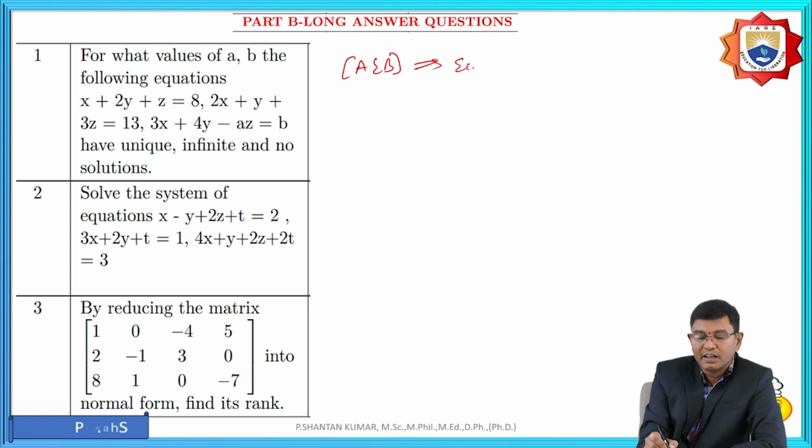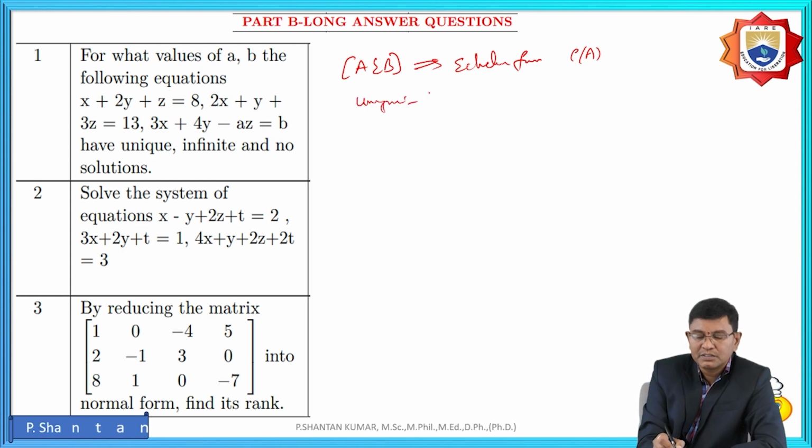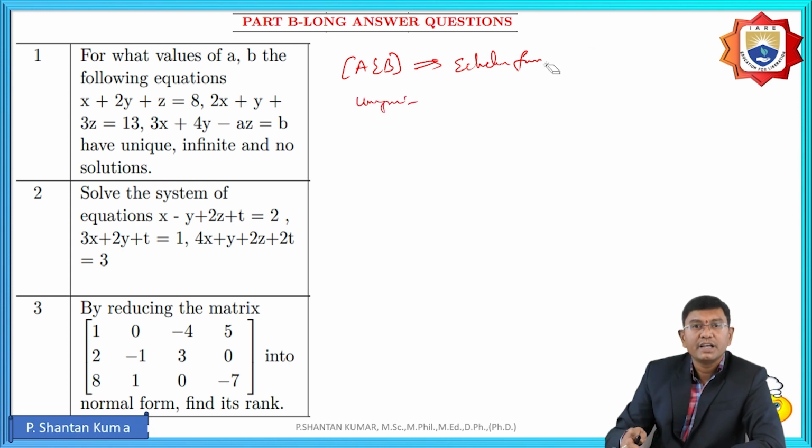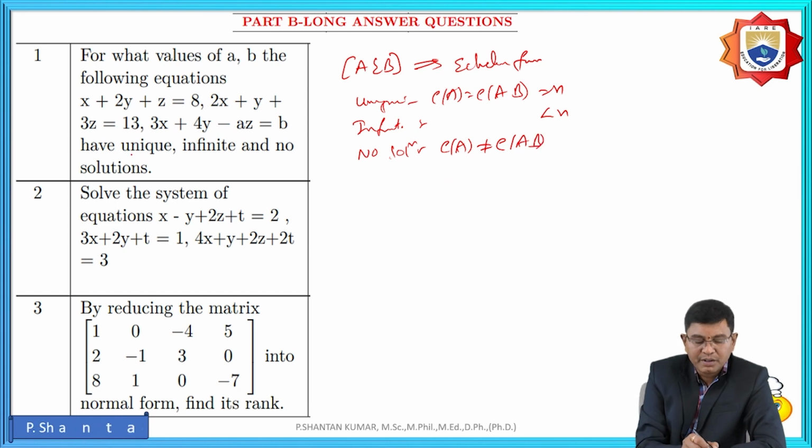We need to reduce it to echelon form. Based upon this, it is the rank of A. Unique means, for unique solutions, the conditions are rank of A equals rank of AB equals n. For infinite solutions, the rank is less than n. For no solution, we need the comparison: rank of A is not equal to rank of AB. That is the meaning of unique, infinite and no solutions.